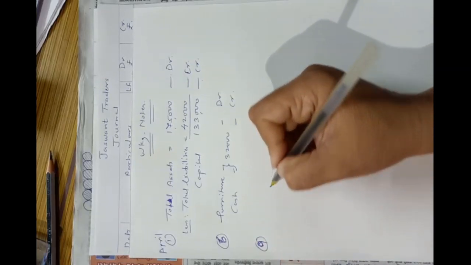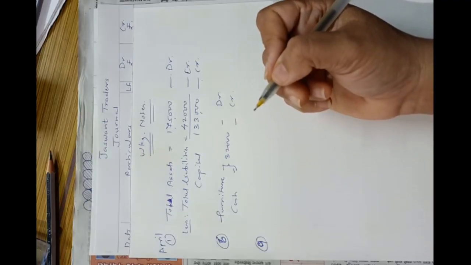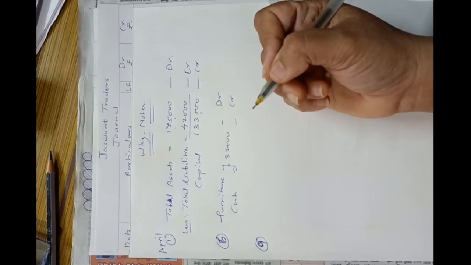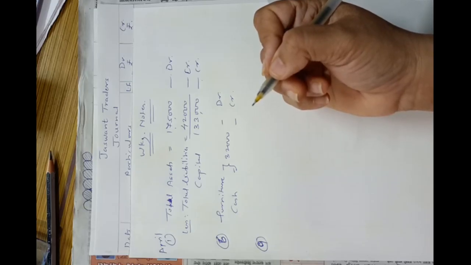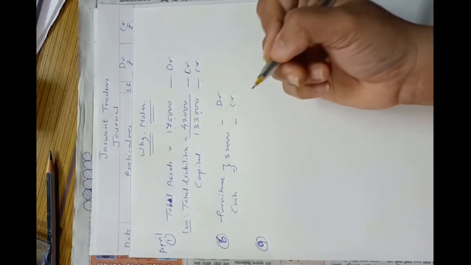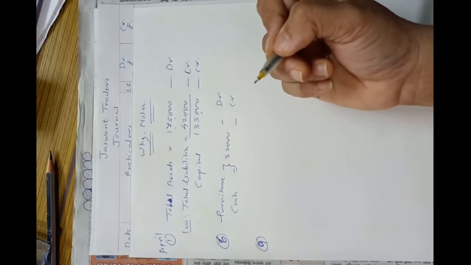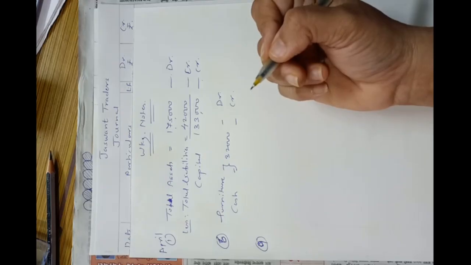Okay, received a final composition of 70 paise in a rupee from Mukul who owed us rupees 9,000. It means amount owed from Mukul is rupees 9,000. Amount receivable from Mukul is rupees 9,000. But we have received only 70% amount from that amount.